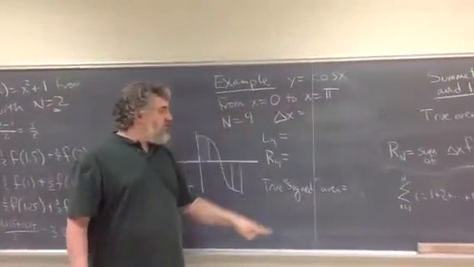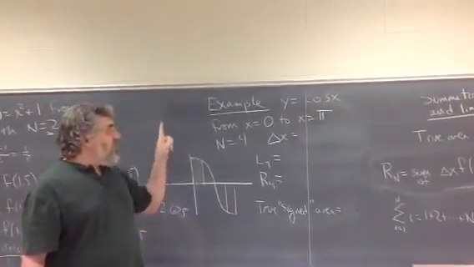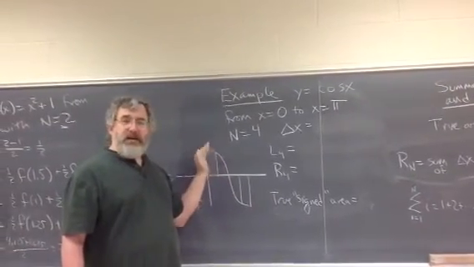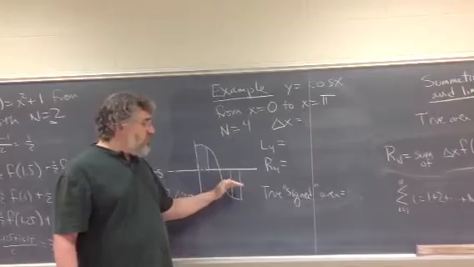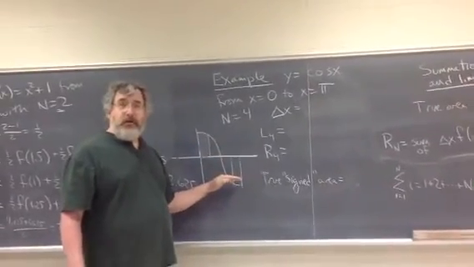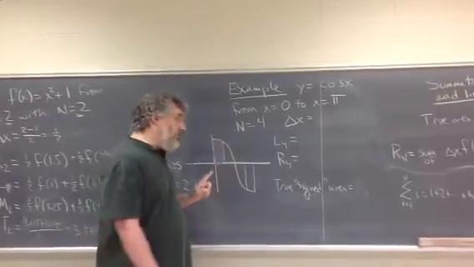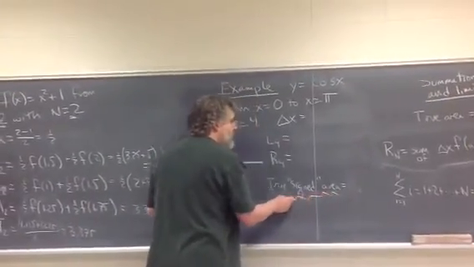Cosine. It introduces a new idea, because if I want rectangles to cover this, the rectangles here, the heights are positive. What are the heights over here? They're negative. This method of using the heights determines something not called area, but called signed area.